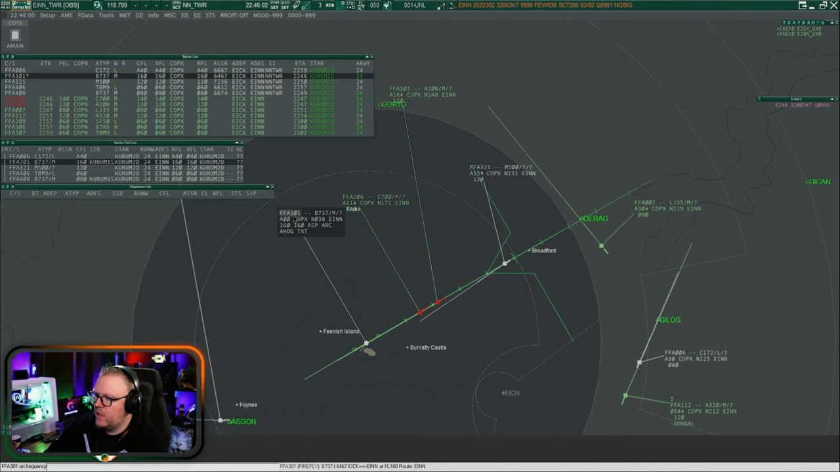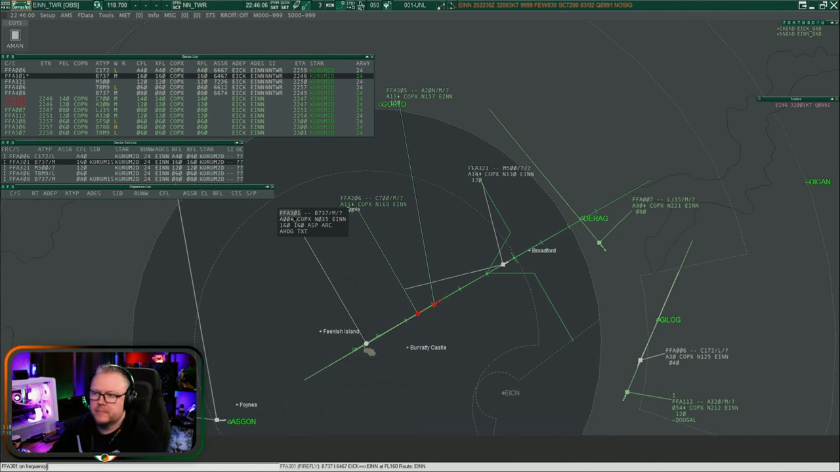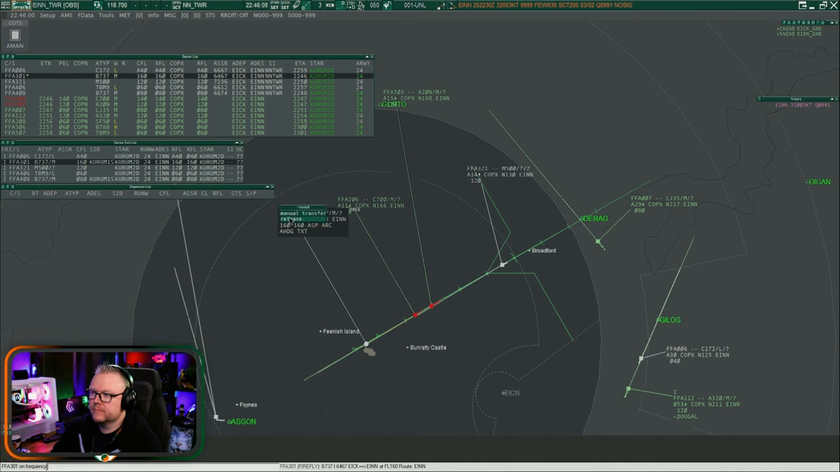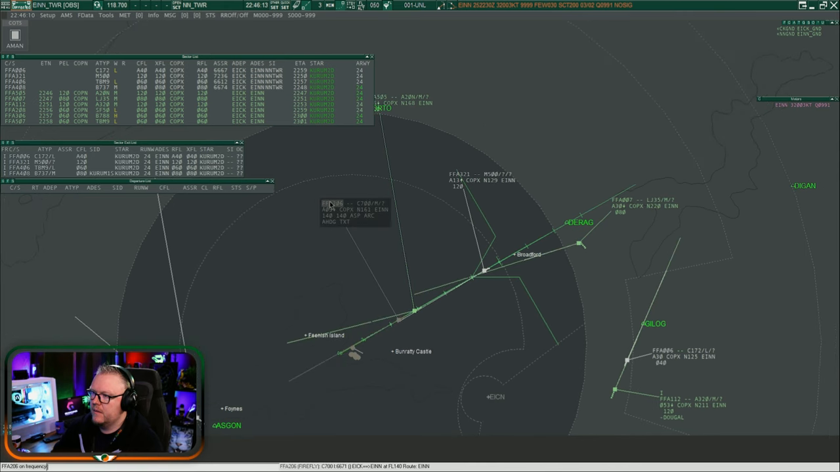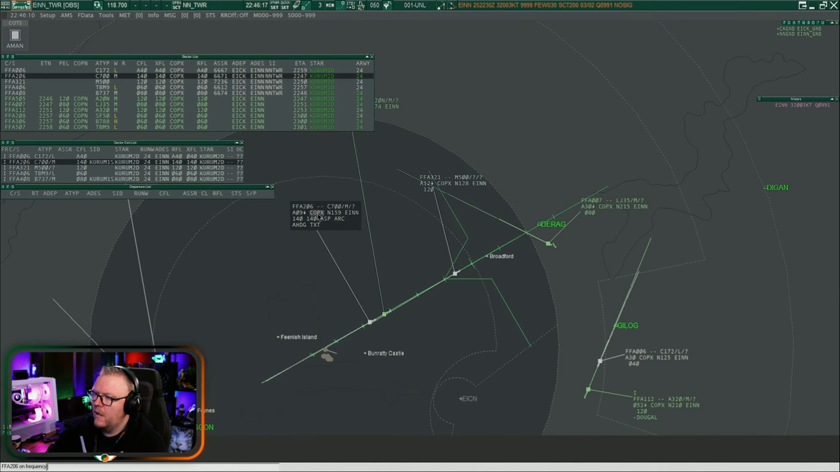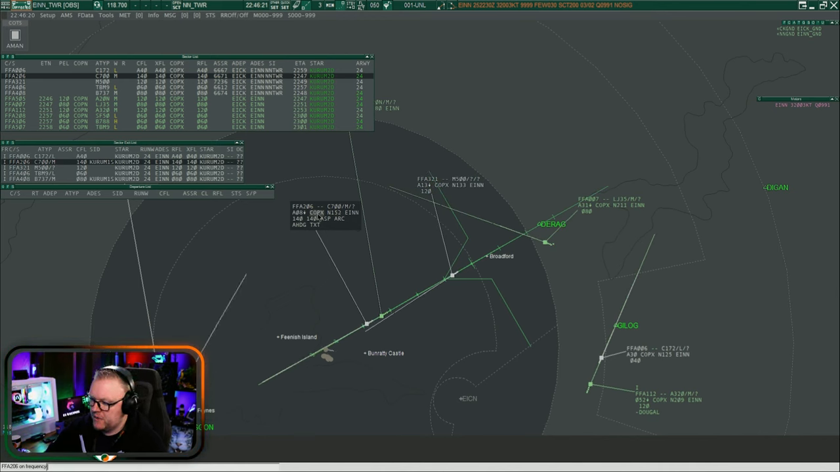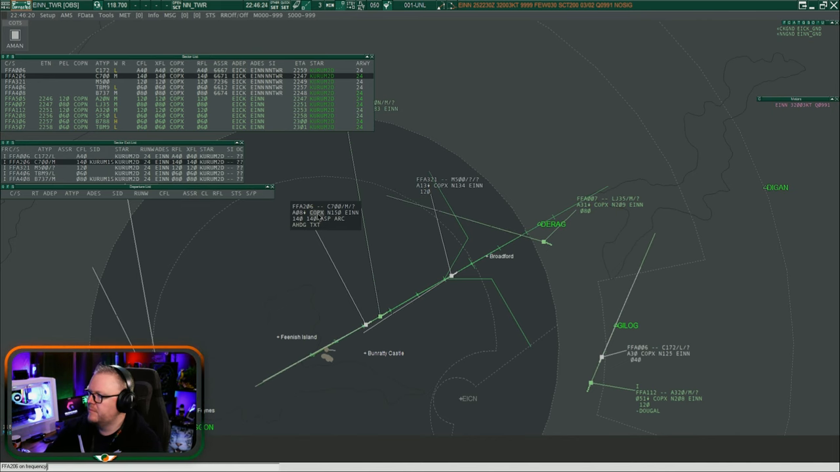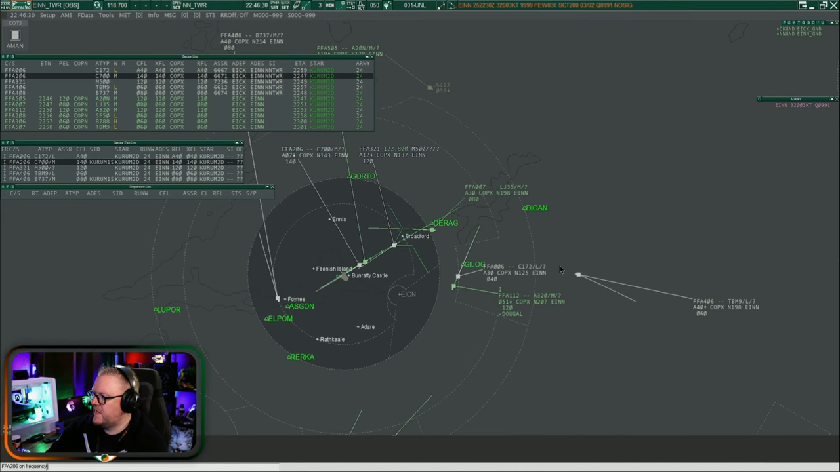Firefly 301, welcome to Shannon. Contact ground 121.8. Bye bye. Ground on 121.8. Thank you very much. Goodbye. Firefly 206, winds 320 at 3 knots, runway 24, clear to land. Runway 24, clear to land, Firefly 206. Firefly 406, turn left heading 010.